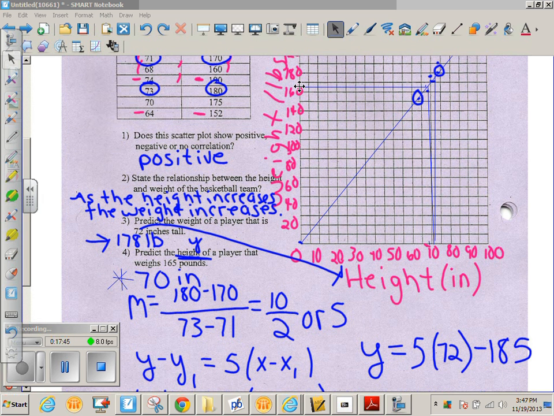I hope that you enjoyed this lesson on drawing a line of best fit, writing an equation, and using the equation to help with your prediction.